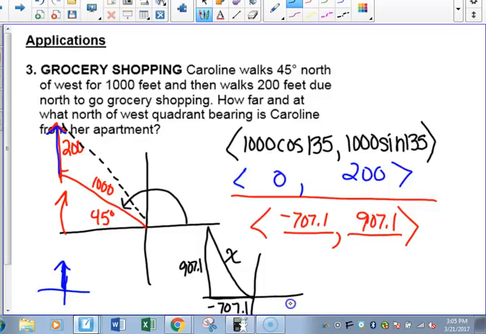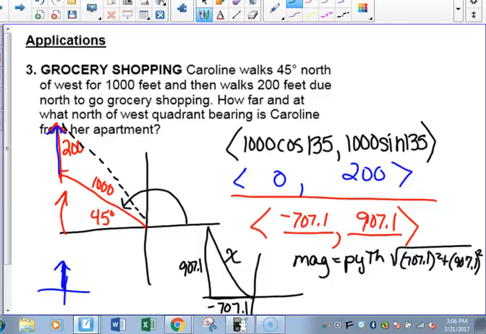So how do we find the magnitude? Yes, magnitude equals Pythagorean theorem. So it's the square root of 707.1 squared plus 907.1 squared. You can put the negative in there, but it doesn't matter.